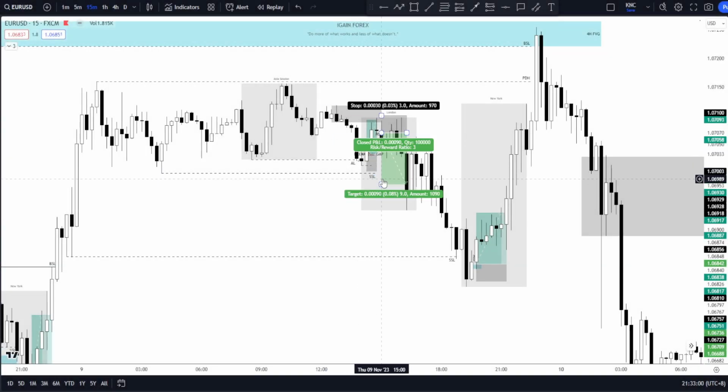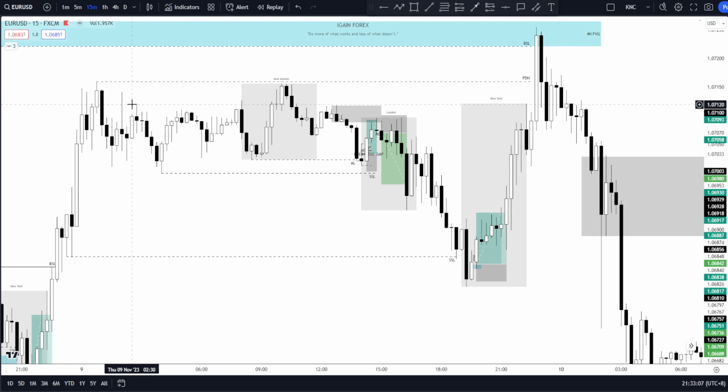Okay guys, so we are now on our next day, Thursday, November 9, 2023. Here we can see the previous day high and a sell side liquidity. As we can see, the price at this area is currently accumulating. So we are expecting that during London or New York there might be a possible manipulation and a seek and destroy type of movement.